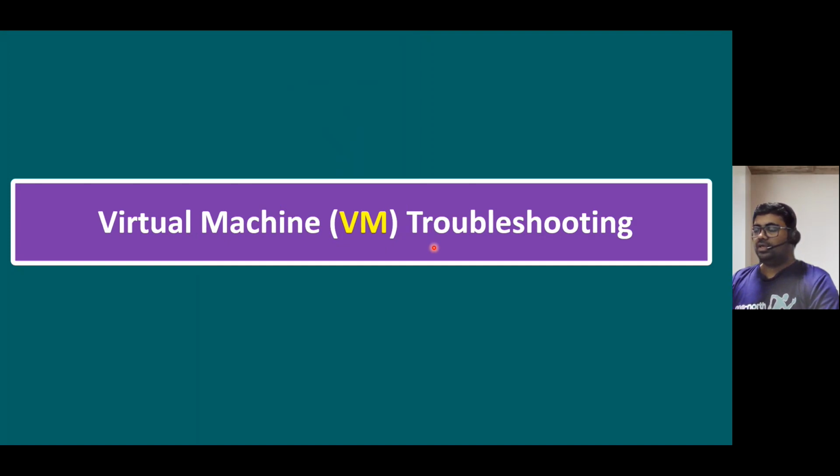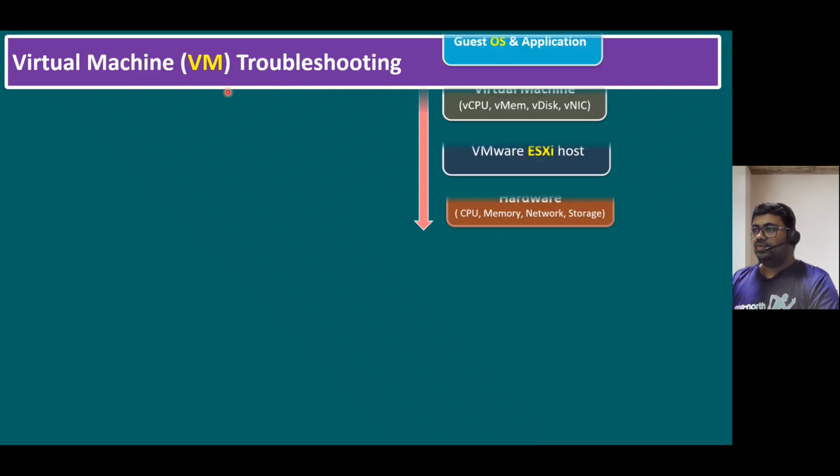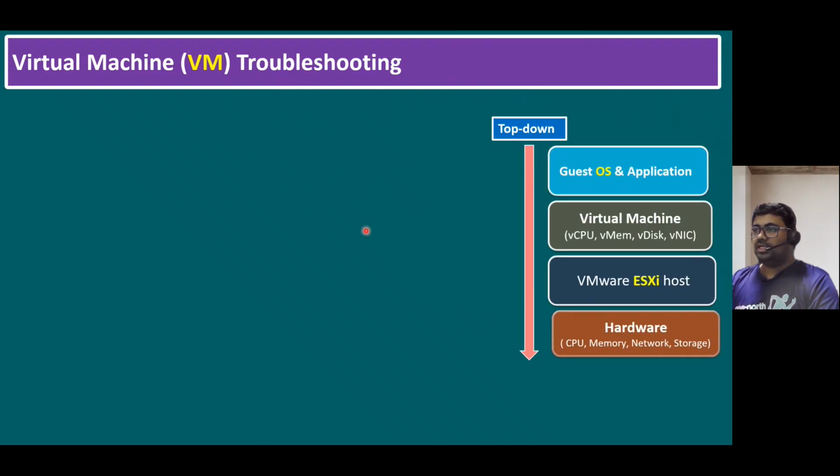Virtual machine troubleshooting, in short form VM. As we are aware, a virtual machine is a software generated machine and looks like a physical machine. If you want to prepare a virtual machine architecture, we require one hardware. Hardware means key components: CPU, memory, disk, and network.